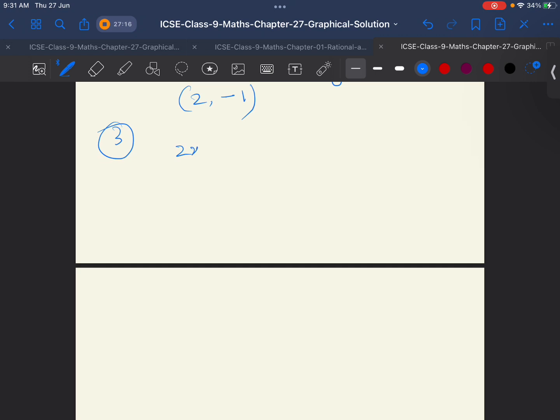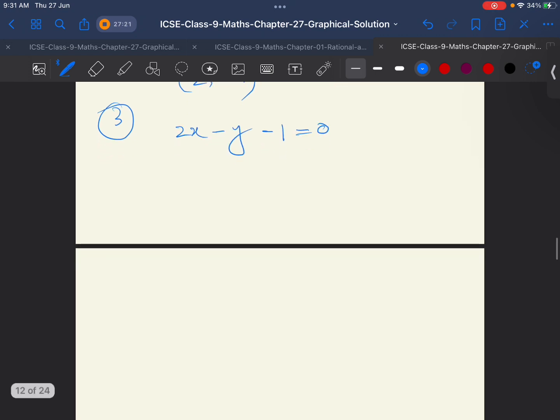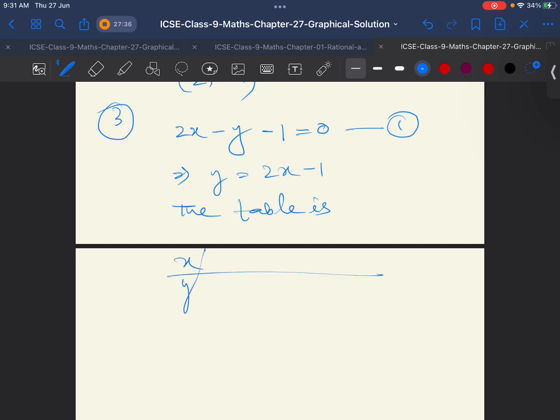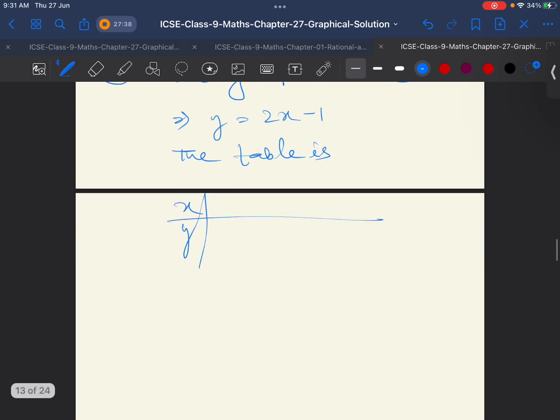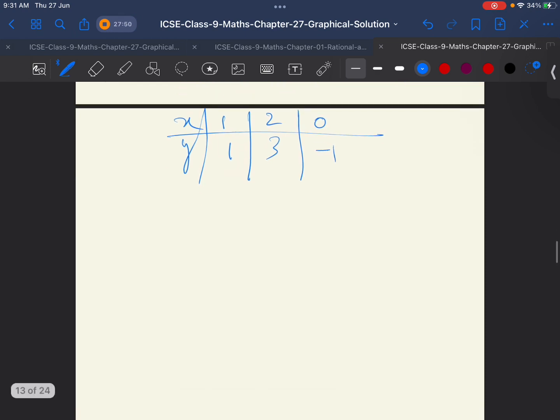Okay, so here the first equation, 2x minus y minus 1 equals 0, implies y equals 2x minus 1. The table is: when x is 1, y is 1; x is 2, y is 3; x is 0, y is minus 1.